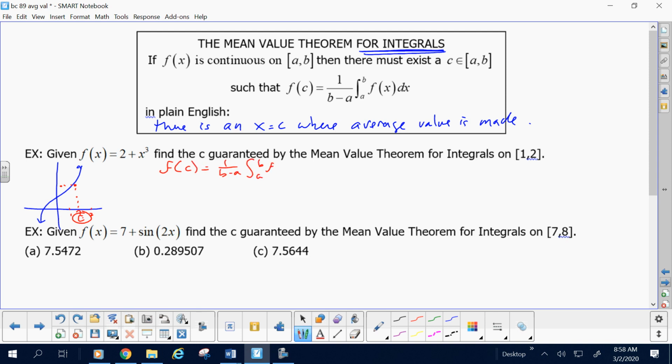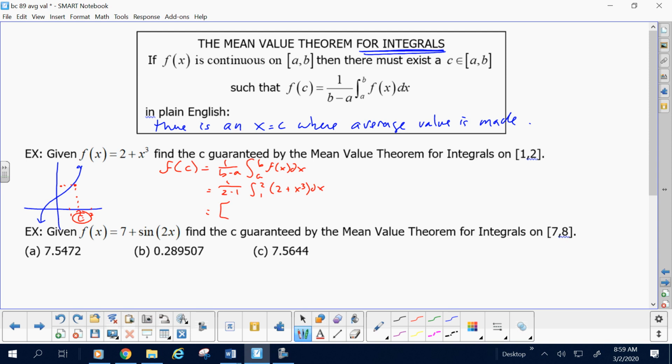Now, to do that, I'm going to do, like I said, both sides. And it's up to you whether you work one side, then the other, or both every step. But I first need to find where is the average value made. And that's at 1 over 2 minus 1 times the integral from 1 to 2 of 2 plus x cubed. Integrated. You down? Now that then is 1, thankfully.